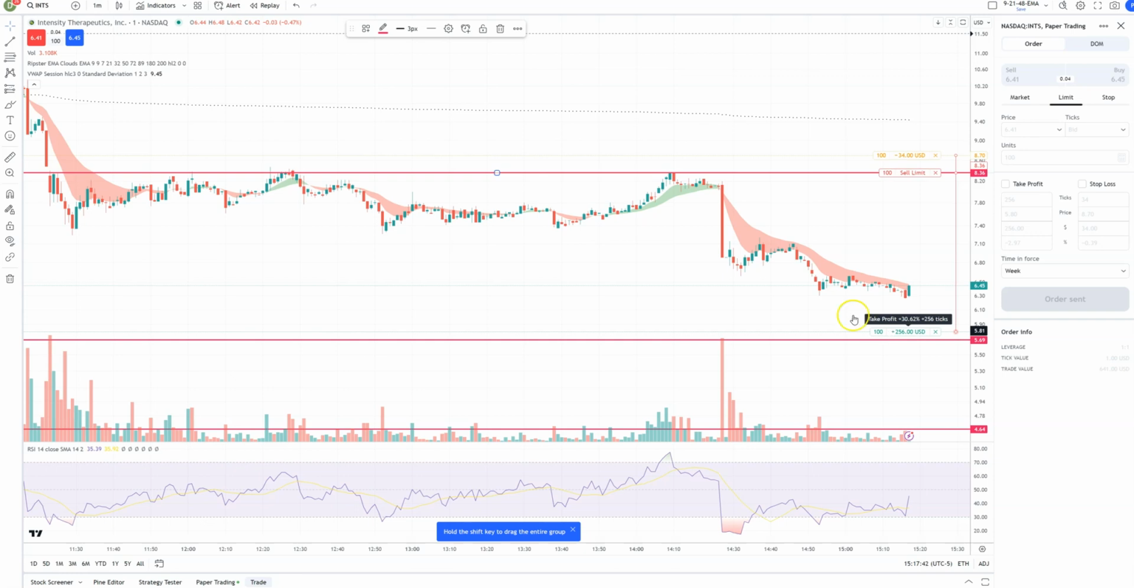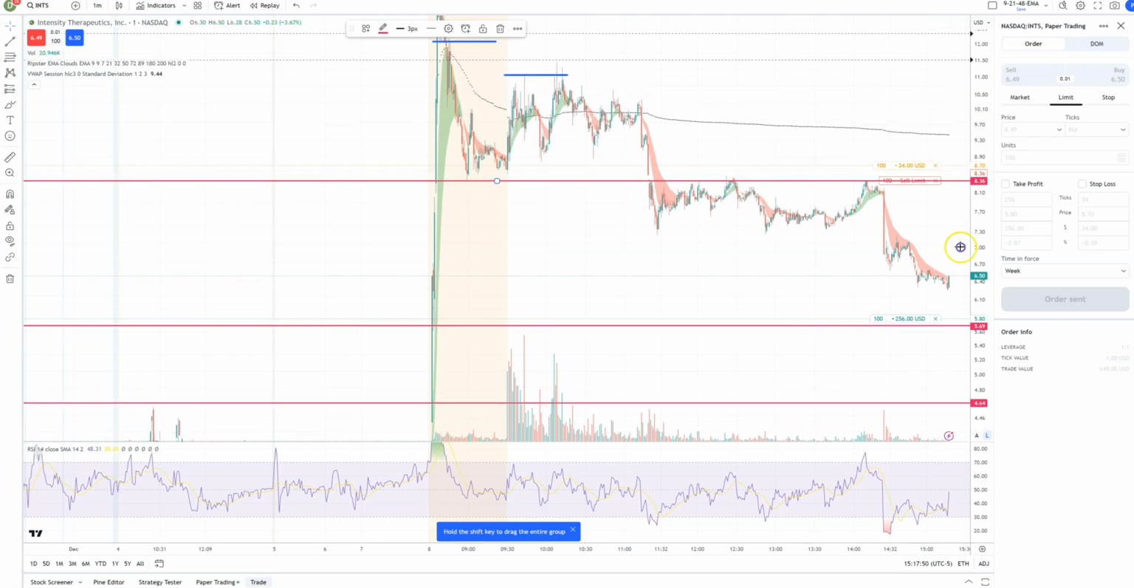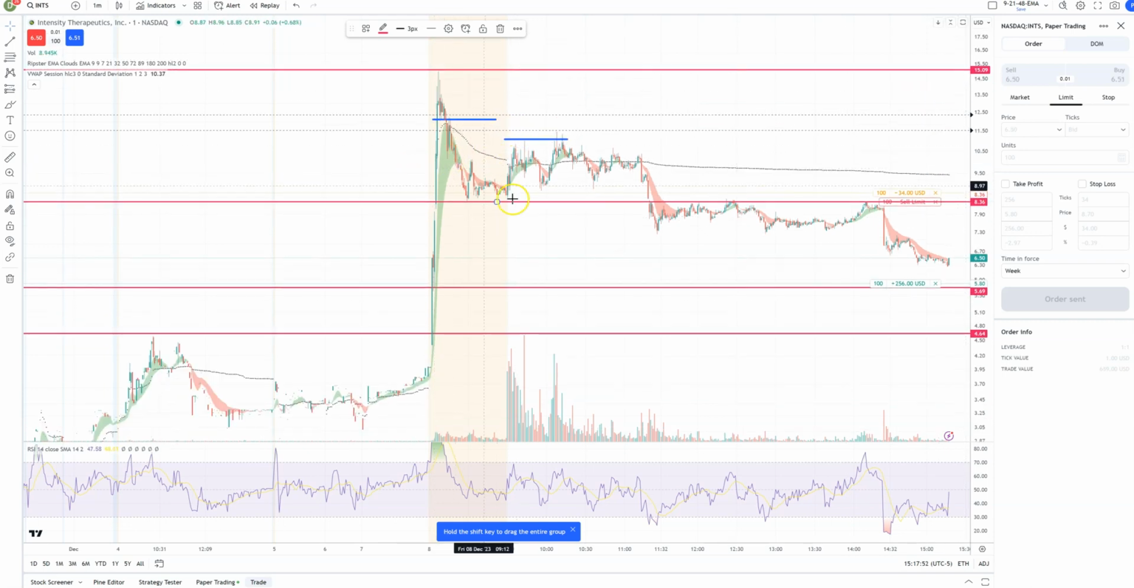Easy. Sometimes it takes 1 day, sometimes it takes 2 days, but most of the time you will see that when it goes higher a lot, with time it comes down. So this is the example for INTS, where we made money in the morning playing long. Now with shorting we are making money.